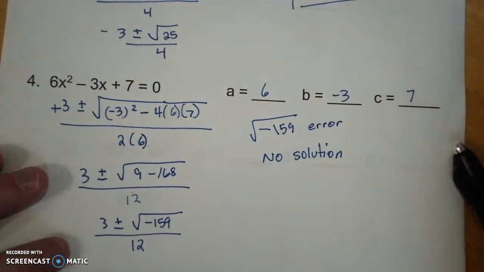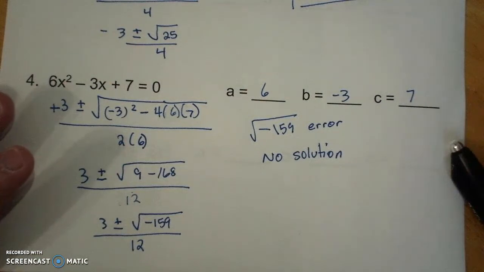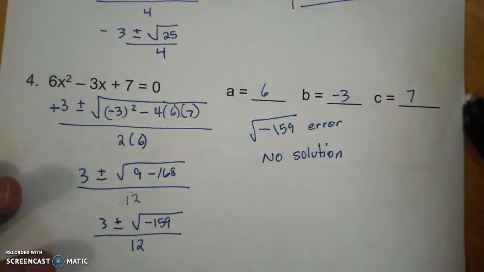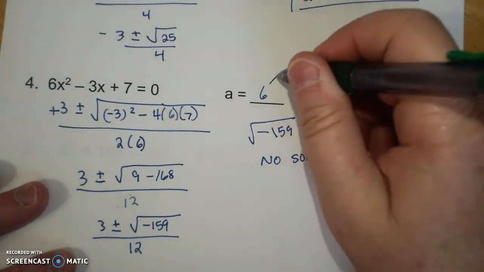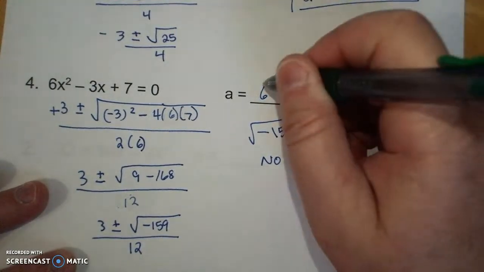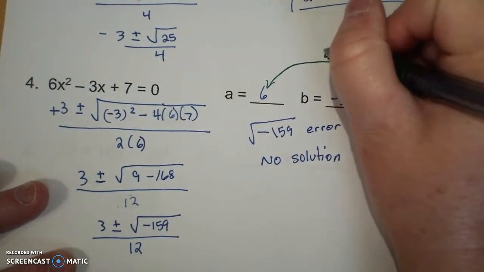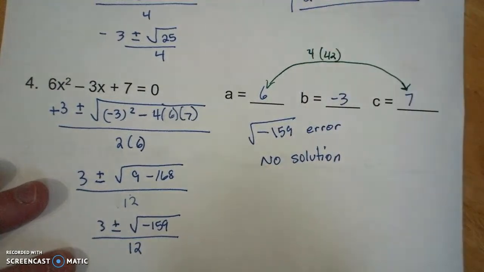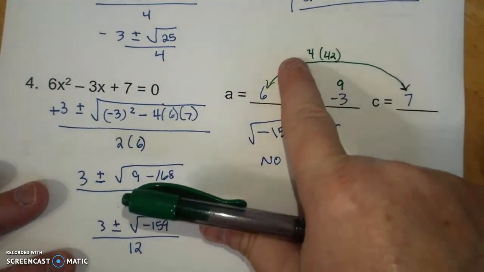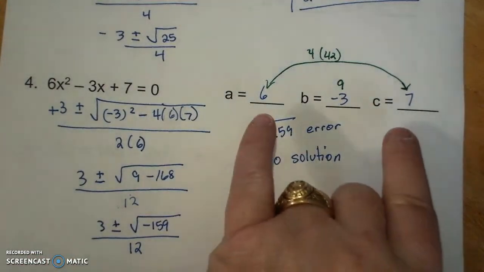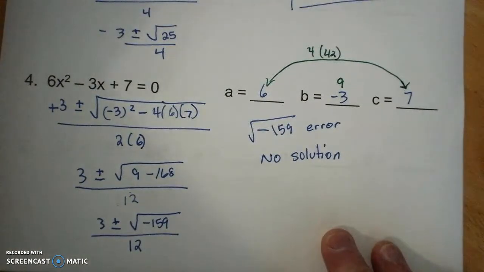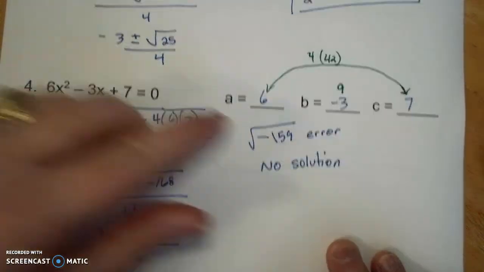So here is also another way to do that and to identify it, because remember, you're going to multiply 4ac. Notice that's 42 times 4 off the bat, yes? And when I square that, that's 9. And I'm going to go 9 minus 4 times 42. It's going to be a negative. So one of the ways you can know if there's a solution is you can do that.